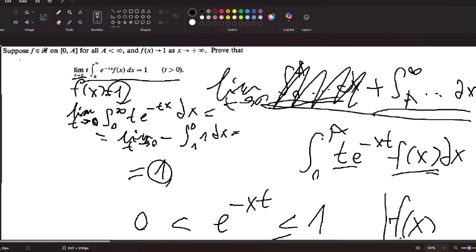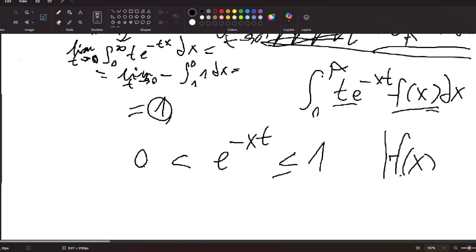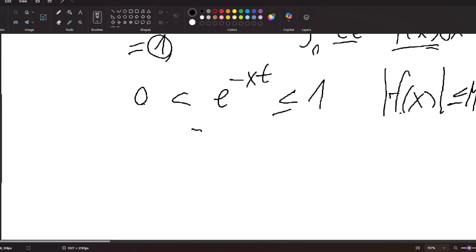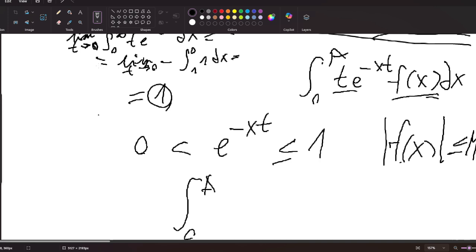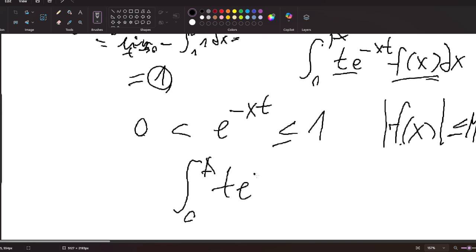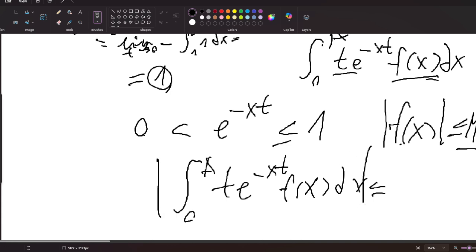because, what do we have here? F is Riemann integrable, so yeah, it's bounded for sure. Alright, so less than or equal to some M. So this integral of t e to the minus xt f of x dx is going to be less than or equal to, okay, let's take the epsilon here, less than or equal to M times t.